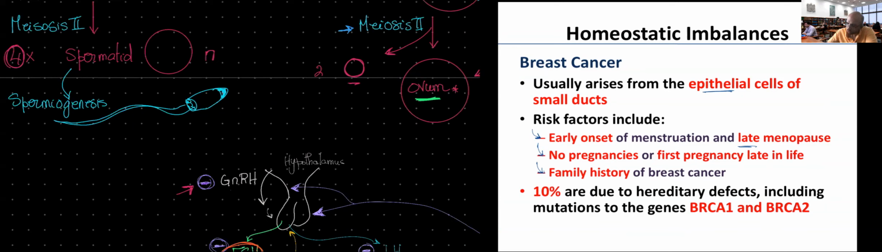So how do you explain early onset of menstruation or late menopause being considered risk factors for breast cancer? What do you think? Why would early onset and late menopause be risk factors for developing breast cancer?